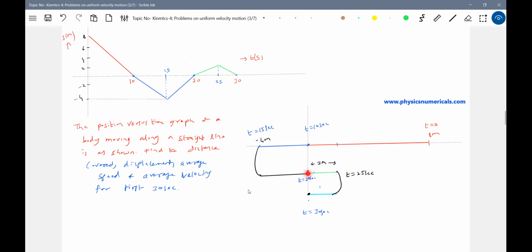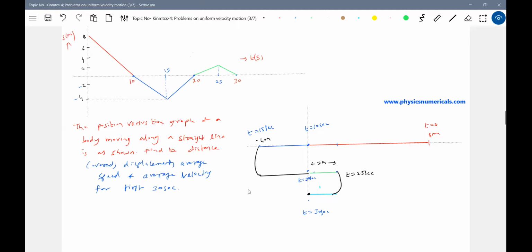Don't bother about the time taken to take a turn. Actually, the motion is like this. To explain, I'm just showing this curve to indicate all these things. Then afterwards, again, it will move a distance of 2 meters. At 25 seconds, it will be at a distance of 2 meters. Then again, after 5 seconds, it will be at the origin, t equal to 30.